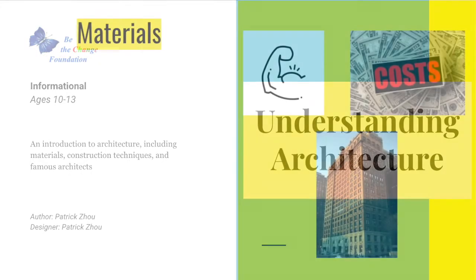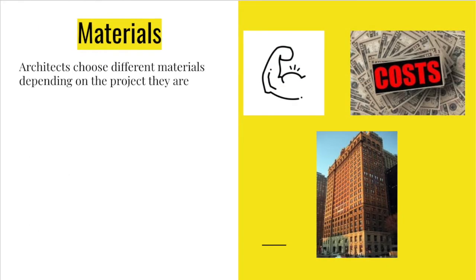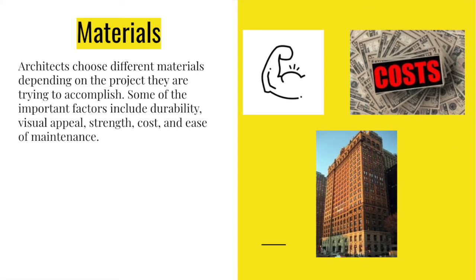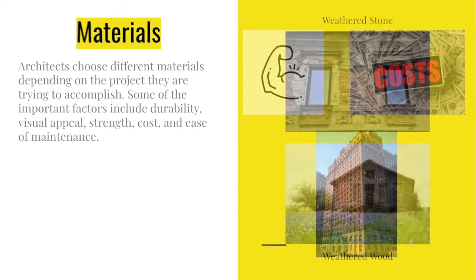Understanding architecture. Materials. Architects choose different materials depending on the project they are trying to accomplish. Some of the important factors include durability, visual appeal, strength, cost, and ease of maintenance.